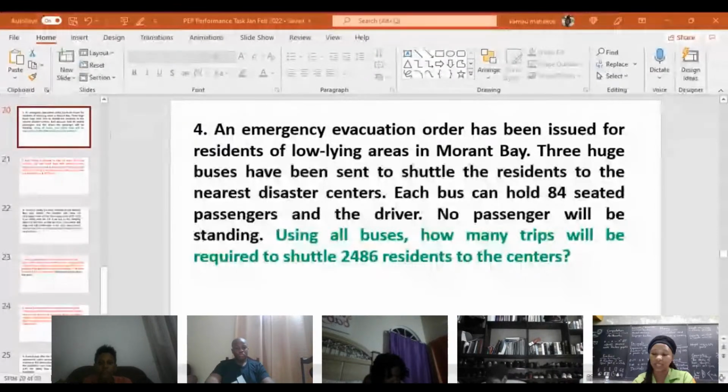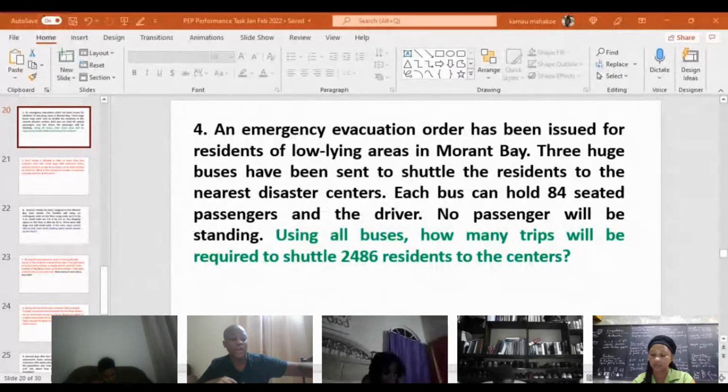Why did you use 84? Because each can hold 84. So all three of them together. All right, but continue. Miss, it would be 85 then. So continue. 84 by 3 and I got 252. And then I divided it into 2486 and I got 9 and a remainder.